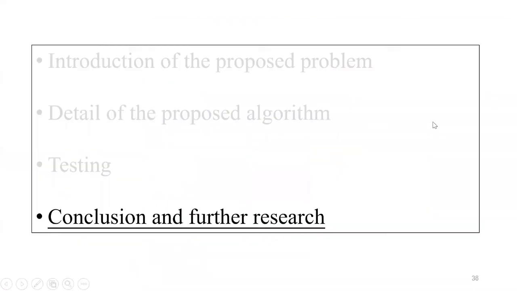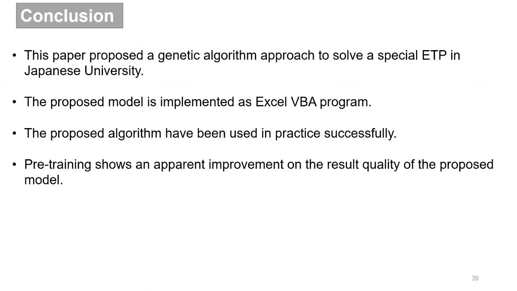Okay, so that's all. Let's do a conclusion. In this presentation, we proposed a novel genetic algorithm approach to solve a special ETP, which commonly happens in Japanese universities. And this model is implemented as an Excel VBA program, which allows the university staff to use it easily. The proposed algorithm has been used in real situations successfully, and we gave an improvement called pre-training, and the pre-training shows an apparent improvement on the result quality for the proposed model.